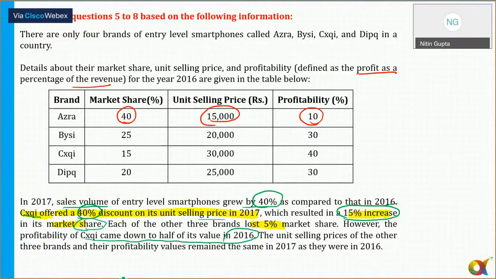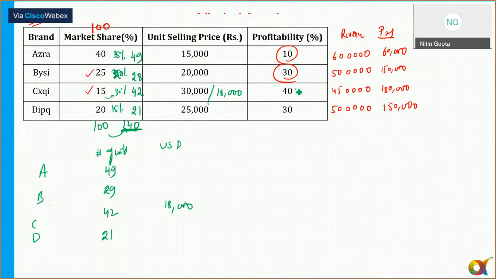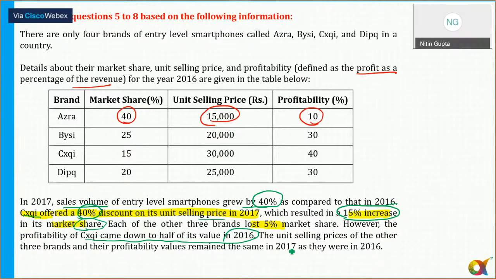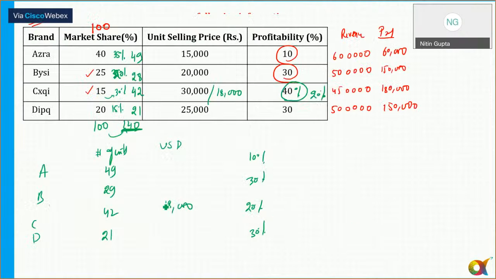However, the profitability of C has come down to half. Initially the profitability of C is 40%, so now the profitability of C is equal to 20%. The rest of them are not getting changed. The unit selling price and the profitability of the other three brands remain the same. So the unit selling price will remain the same: 15,000, then 20,000, and 25,000. And profitability I have kept the same.